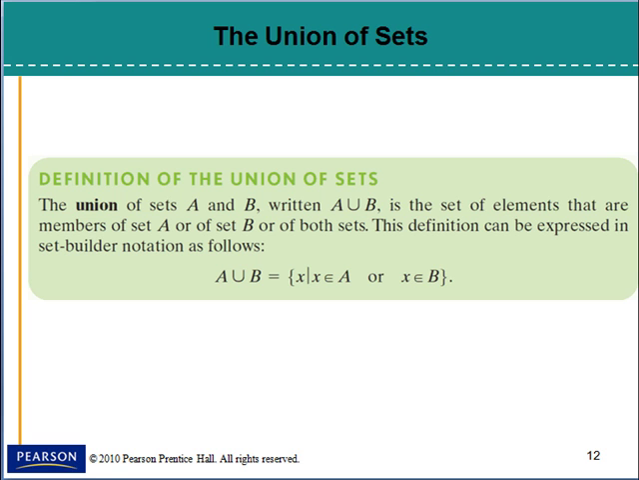Now we're going to talk about union of sets. The union of two sets is the set containing the elements that belong to set A or set B or both, either or. It doesn't really matter. Union means "or", either or both. In this case, we pick either or both. It doesn't really matter.